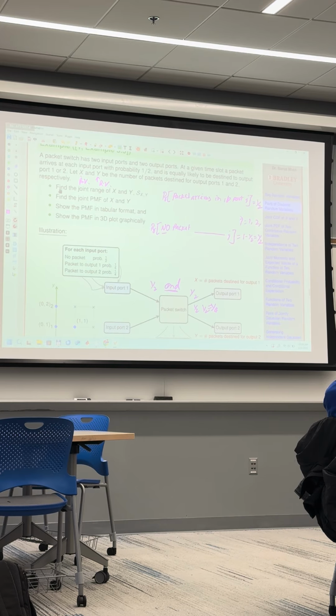So the first question is to find the joint range of random variable X and random variable Y, S sub X,Y. The second question is to find the joint PMF of random variables X and Y. Third question, show the joint PMF in tabular format and show the joint PMF in a 3D plot.